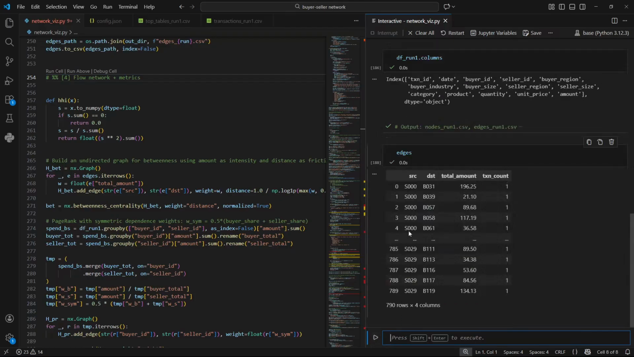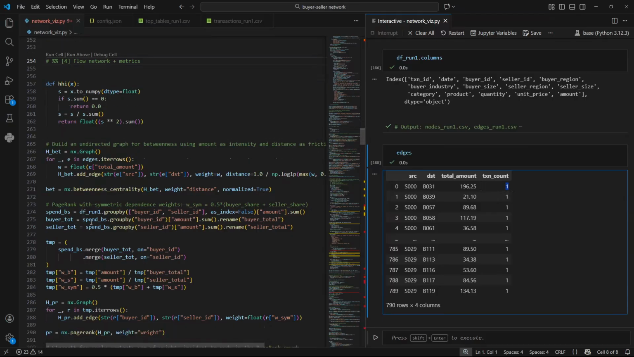Each unit of transaction is a pair of buyer and seller, source and destination. Source is the seller, destination is the buyer. You could define it as directed or undirected. I don't care about direction here, but that's something you could do. And also the number of trades that they had between them, so we have it there as well.